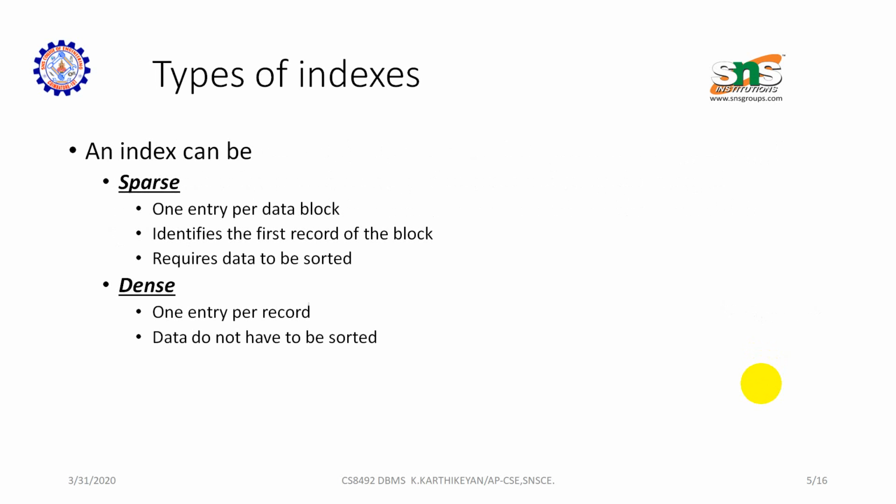In conventional indexing, there are two types: one is sparse and one is dense. Sparse has one entry per data block and identifies the first record of the block. Here only one entry per data block. In dense, there is one entry per record, and data do not have to be stored in the indices.